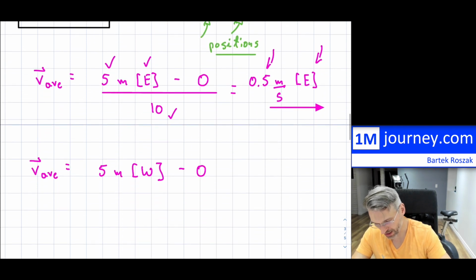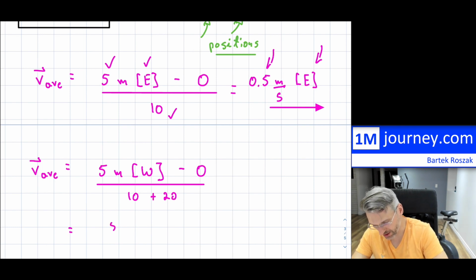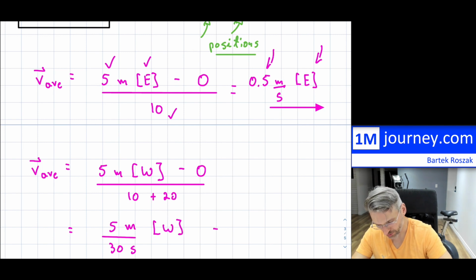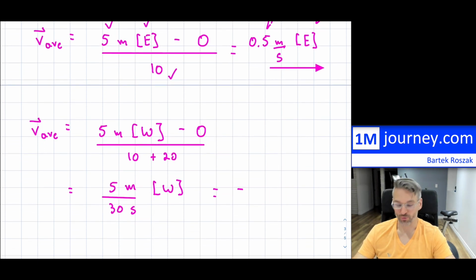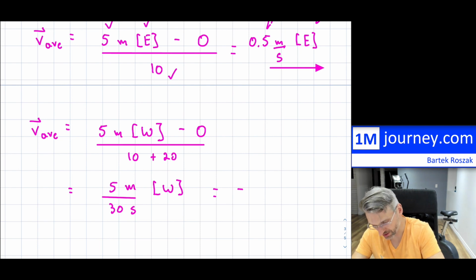So this is going to be all over your total time at the bottom. It was 10 plus the 20, or the 30 seconds. And you notice, that's interesting. This is going to be 5 over 30 seconds, west. Or of course, you can write this as negative. Now, 5 over 30, I'm just going to leave it as a fraction. Notice that 5 goes into 30, so it goes 6 times into it.